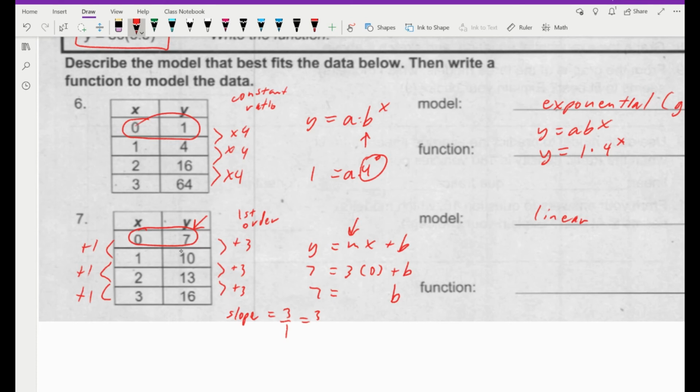We can now write the equation. Y equals 3x plus 7. If you're not sure whether this equation is correct, you always plug in a value. Like if we plug in, let's say 2 here, we should get 13 for y. If we plug in 2 here, 3 times 2 is 6. 6 plus 7 does equal 13. It does. Check.